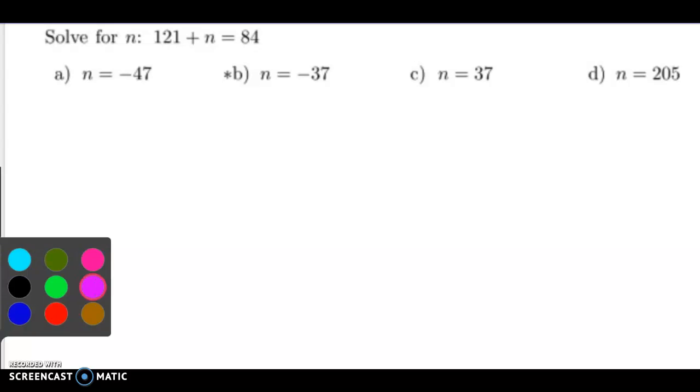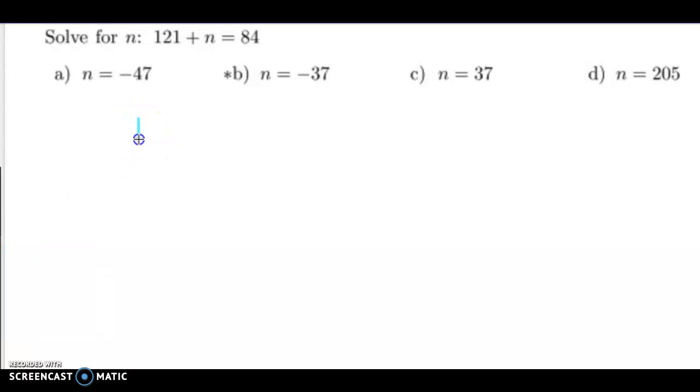First thing we're going to do is start by writing the problem down here. So we have 121 plus n equals 84. And it says that we're supposed to be solving for n. So when we're solving for n, that just means we want to get the n by itself. Well, the only thing that we can move away from the n is the 121.